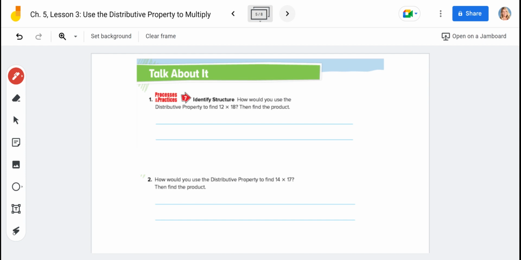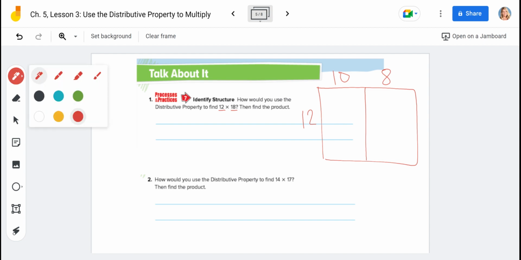Processes and practices, identify structure. How would you use the distributive property to find 12 times 18? Then find the product. Well, let's come out to the side and let's draw my area model. Now, anytime they have an 11, 12, 10 out there, I'm probably going to keep it the same since I know those multiplication facts. So I'm going to keep 12 the same, but I'm going to decompose 18. All right, I decomposed.